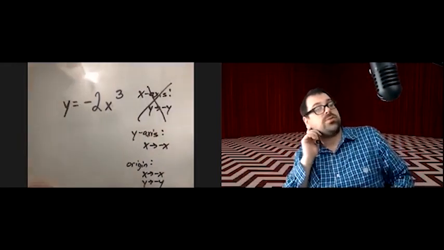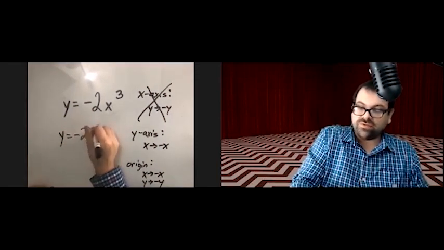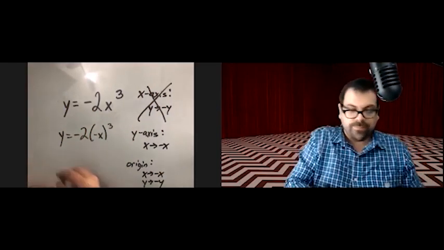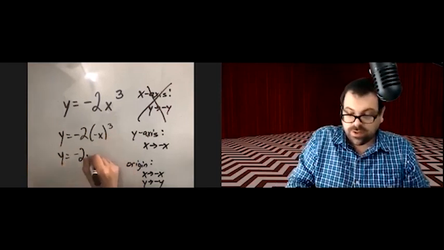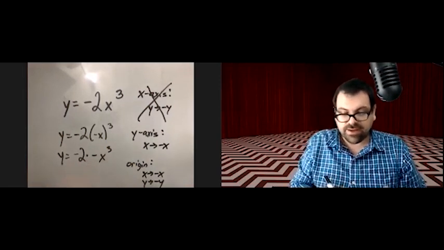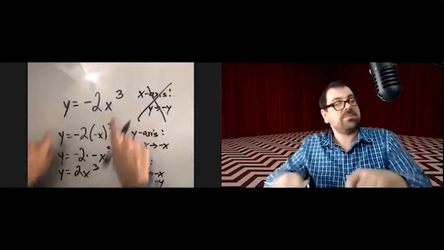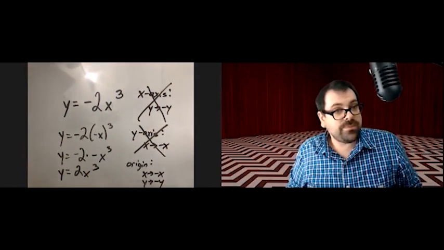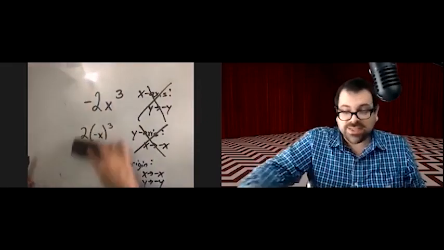Next, for y-axis symmetry, we replace x with negative x. So y equals negative 2 times negative x cubed. A negative cubed is negative. Negative times negative is positive. Y equals 2x cubed is not the same as y equals negative 2x cubed. It does not have y-axis symmetry. This doesn't mean that we don't have origin symmetry. We still have to test for it.